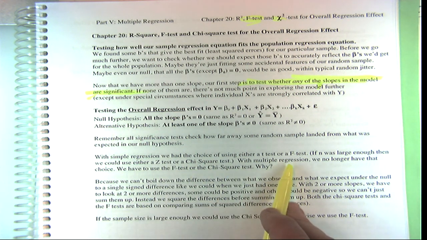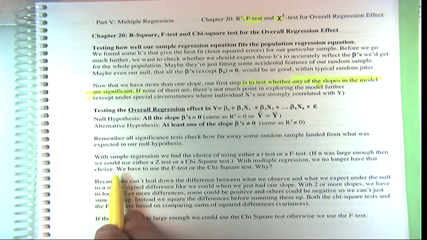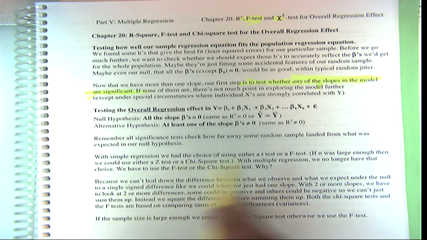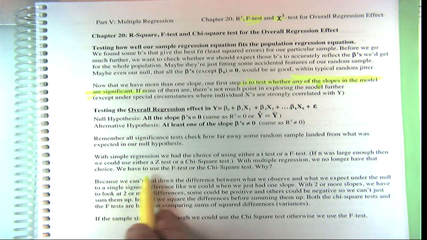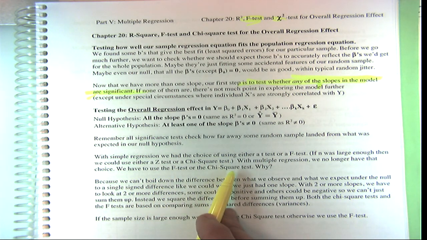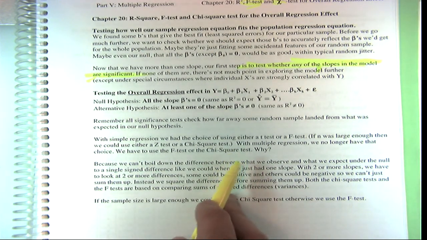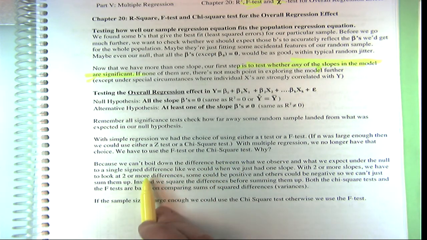Now with multiple regression, we no longer have that choice. We no longer have the choice of using the t or the z. We have to use the f-test or the chi-square. And we've talked about this a lot. Why? I'll just repeat it because it's important.